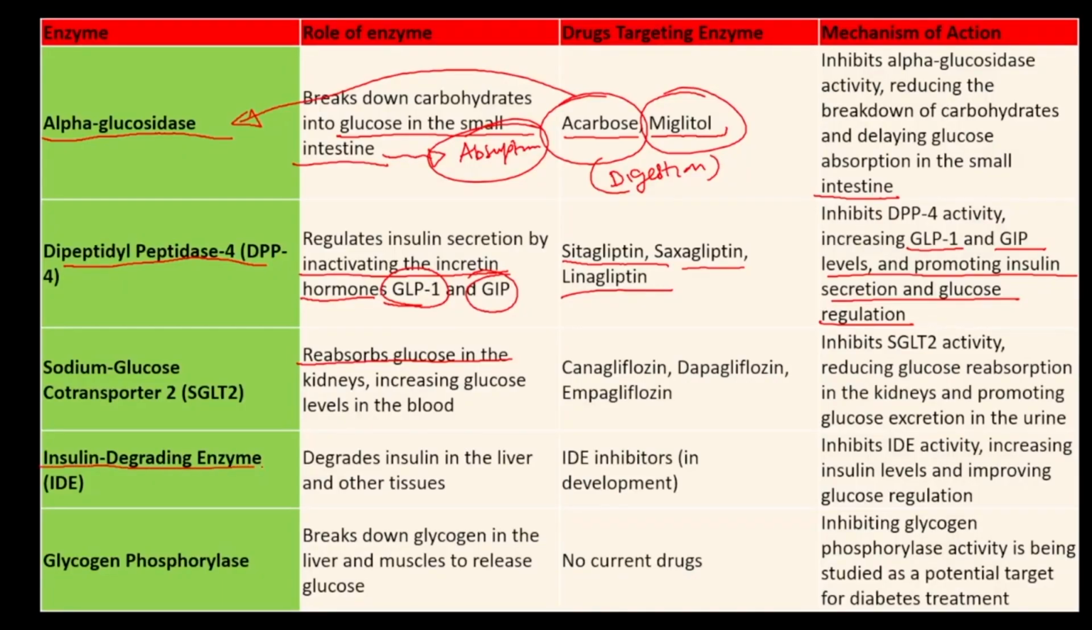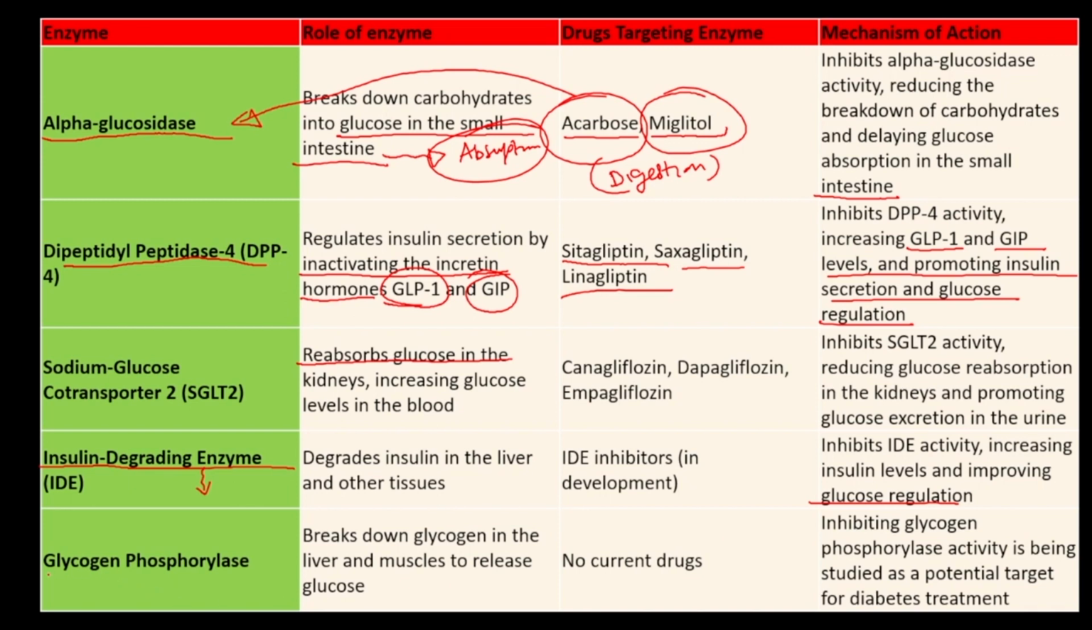Then we have the insulin degrading enzyme. As the name suggests, it degrades the insulin in the blood, and it is required because it controls the level of insulin in the blood. But if the insulin degrading enzyme activity goes up, it will not allow sufficient insulin into the blood. So what you can do is put in the IDE inhibitors, and they will inhibit the IDE activity, increasing the insulin level and promoting the glucose regulation.